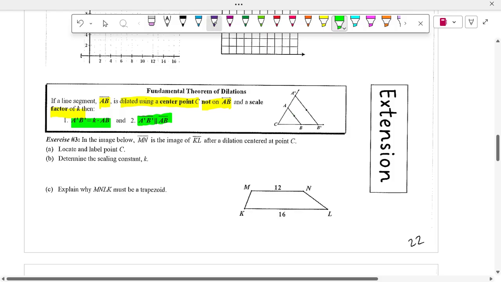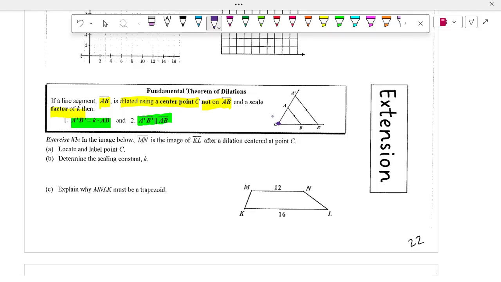So if we look at our figure here, C is clearly our center point. AB and A prime B prime are parallel to each other. That's what those little arrows mean, meaning they will never intersect. So let's say that AB was X in length. If the scale factor was K, what would the length of A prime B prime be? KX.